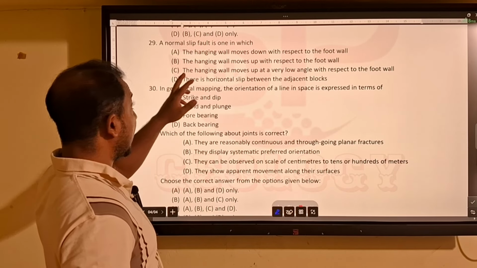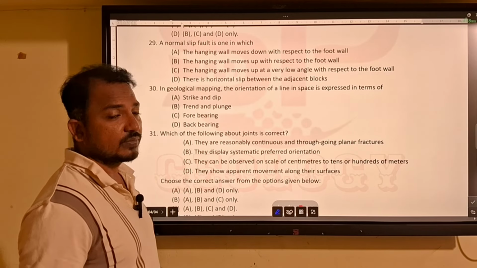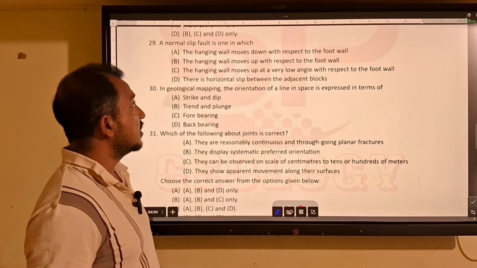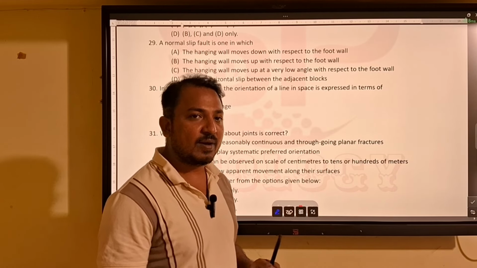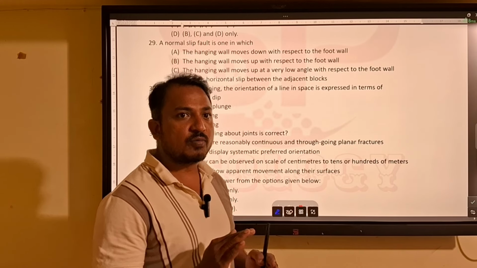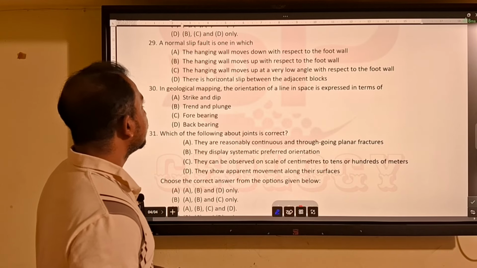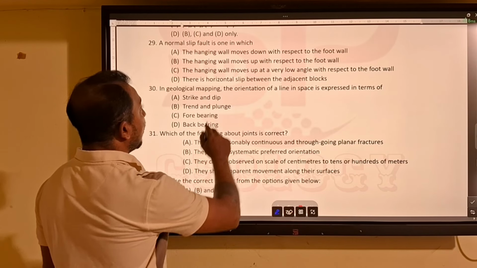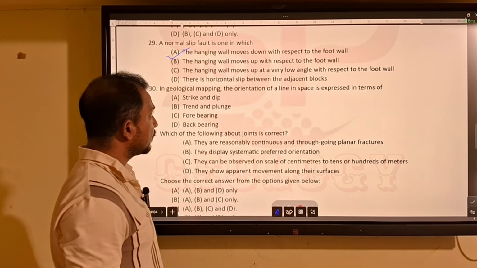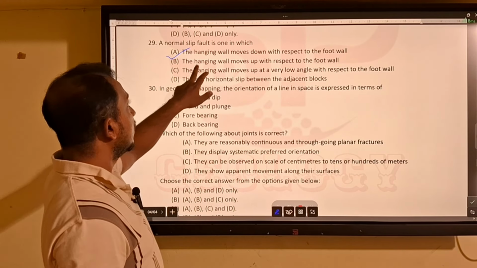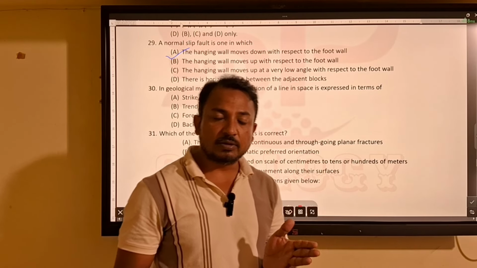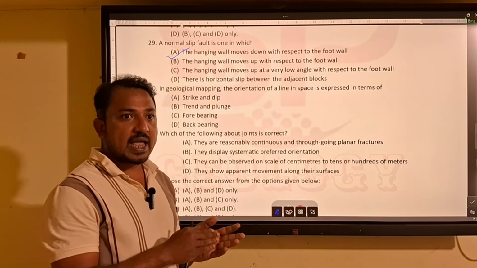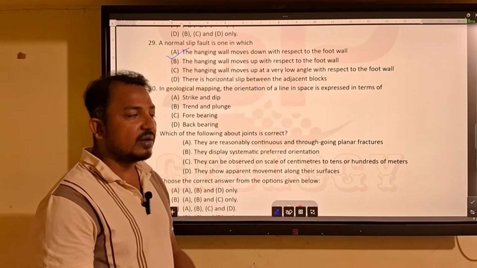Next comes another question, a normal slip fault. A normal fault is a fault where the hanging wall moves downward with respect to the footwall, or the footwall moves upward with respect to the hanging wall. So let's see: the hanging wall moves down with respect to the footwall. This will be the correct option. That is a normal fault. If the hanging wall moves up with respect to the footwall, it will be a reverse fault. How will you determine the hanging wall and footwall? Always remember, the block above the fault plane is your hanging wall, and below the fault plane is your footwall.